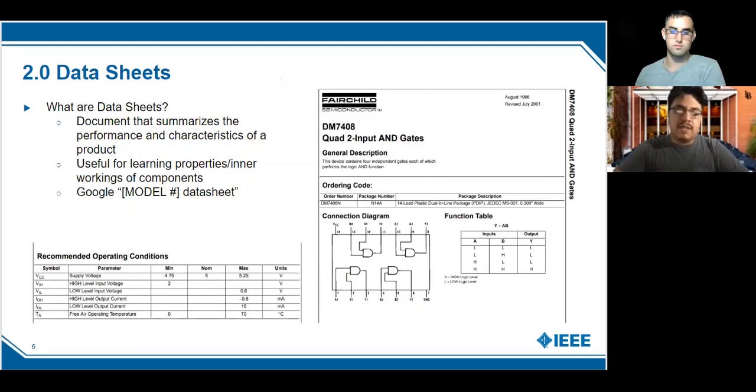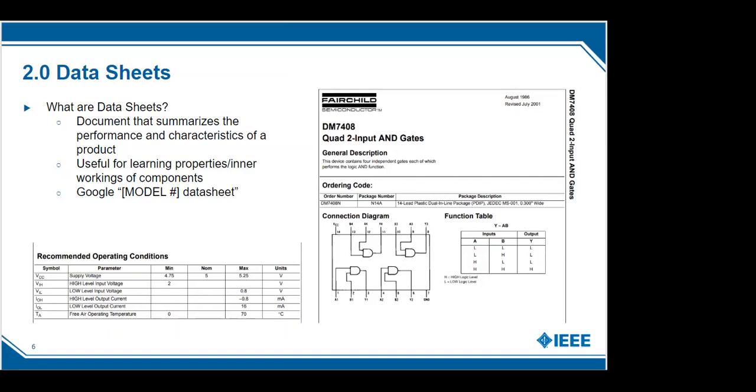Next up, we're going to see data sheets. Data sheets you're going to see also in 201. And they're just going to help you really understand what's in the little IC chips when you're working with them. But what are data sheets? Data sheets are documents that summarize the performance and characteristics of a certain product. They're useful for learning properties and specifications of certain components.